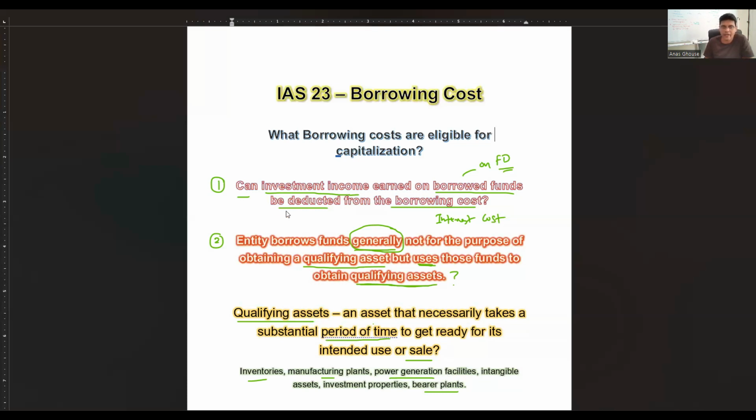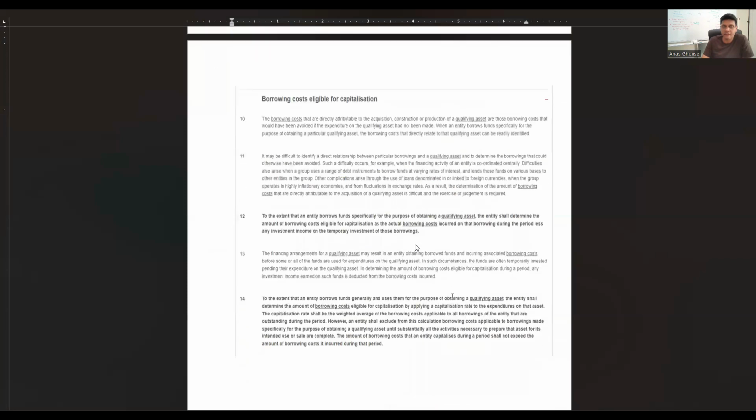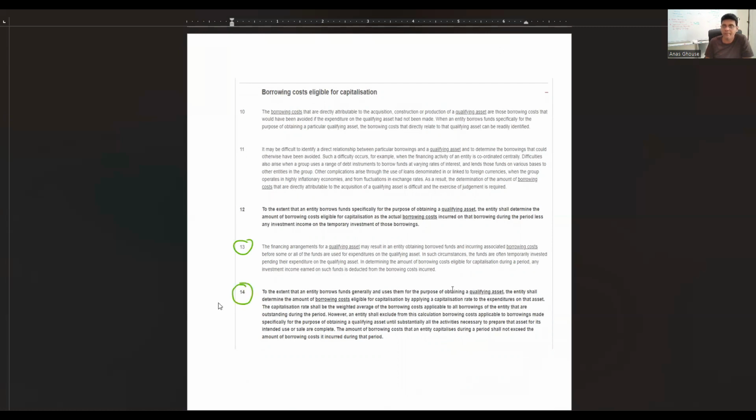Now let's look at the relevant section in the standard IAS 23 with regard to these two points. Let's move on to the standard. I have selected these two points, paragraph 13 and paragraph 14. Paragraph 13 says: the financing arrangement for a qualifying asset may result in an entity obtaining borrowed funds and incurring associated borrowing cost before some or all of the funds are used for expenditures on the qualifying asset. This means it takes a considerable period of time to complete the construction of the qualifying asset. Therefore, in such circumstances, the funds are often temporarily invested pending their expenditure on the qualifying asset. In determining the amount of borrowing cost eligible for capitalization during a period, any investment income earned on such funds is deducted from borrowing cost incurred.